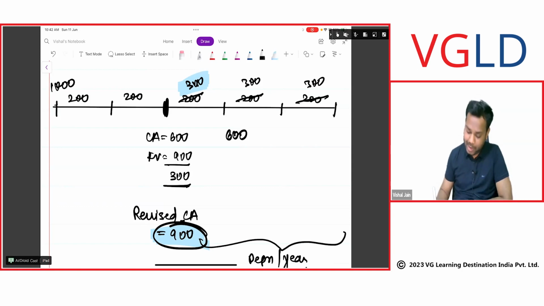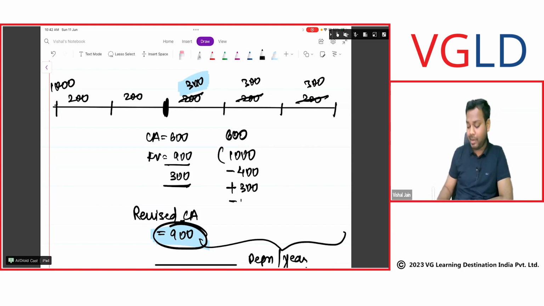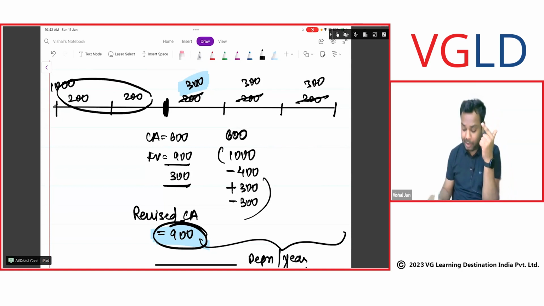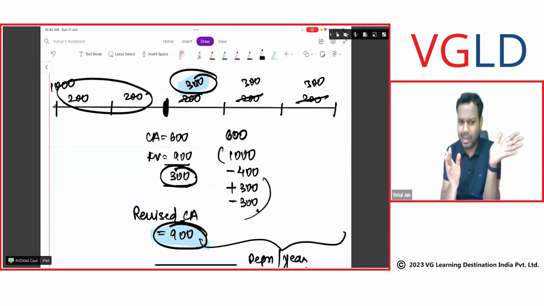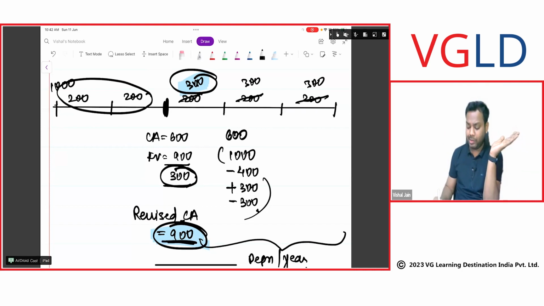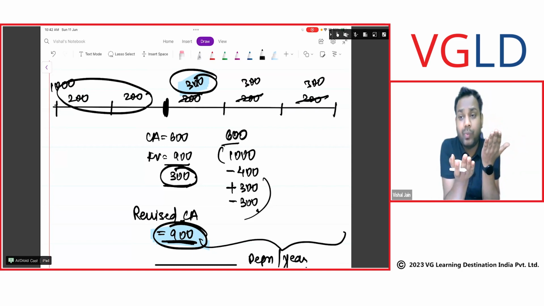Or in other words, I purchased the asset originally at 1000. I depreciated 400, but I increased the value of the asset again by 300, and then I depreciated the asset by 300. So this gives you 600. Rather than doing this lengthy calculation, you can just say your revised carrying amount is 900 minus 300 depreciation. It will give you 600. Right now, since the carrying amount is 600 and the fair value is 350, your revaluation loss is 250.